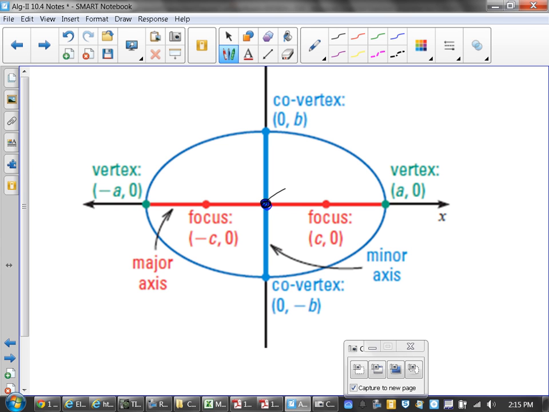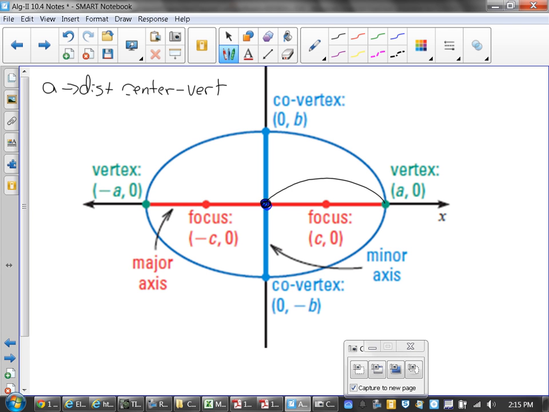The value of A is always the distance from center to vertex. It's always the distance from the center to the vertex.